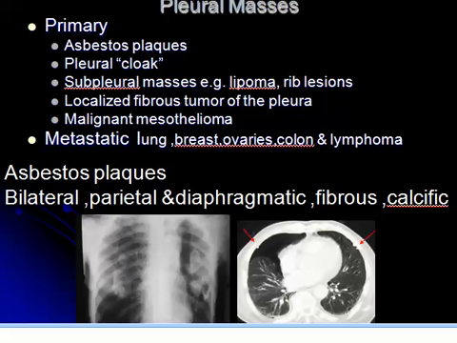Asbestos plaques are bilateral, parietal, diaphragmatic, fibrous, calcific changes seen as plaques like this, and here starting subpleural associated with pneumothorax.